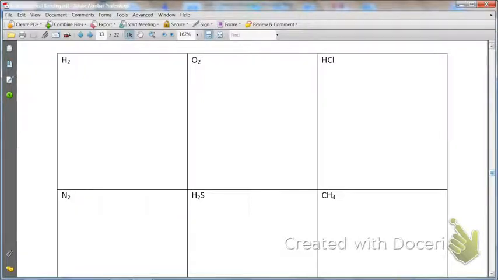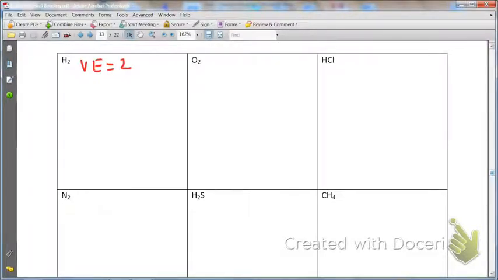Now let's take a look at your rules. Rule number 1 says you need to count the total number of valence electrons for each atom in a molecule. Well, hydrogen is made up of 2 atoms of hydrogen. So how many valence electrons does each one of those hydrogens have? Well, hydrogen has 1 valence electron for each one, so that gives us a total of 2 valence electrons. So I'm going to go ahead and make note of that because that's really important.